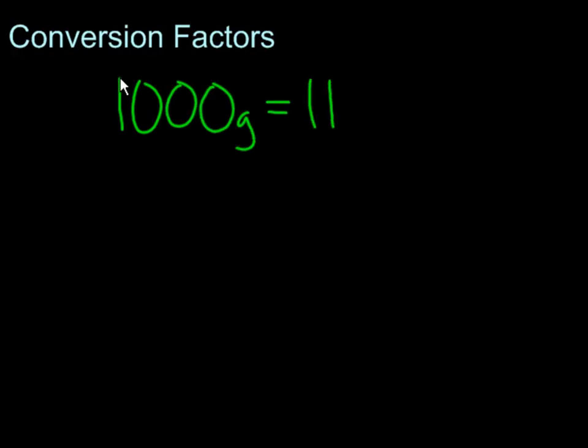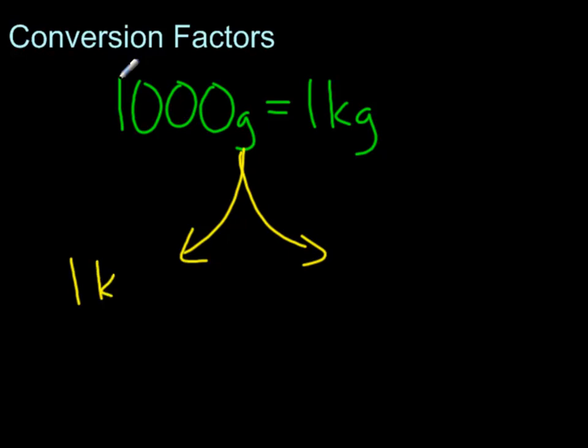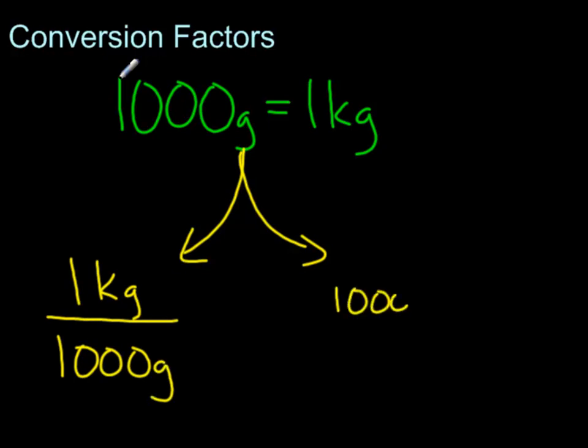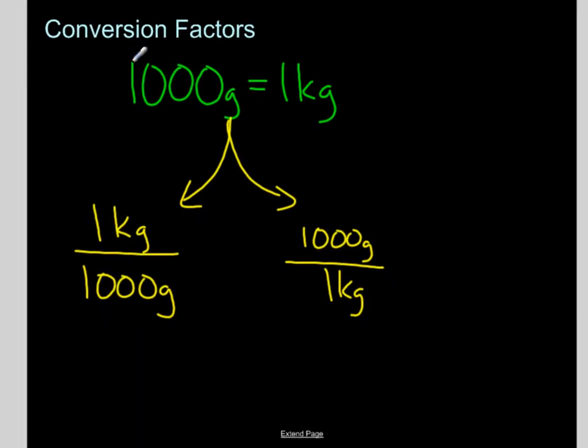And just again, real briefly to show how this works, 1,000 grams equals 1 kilogram. We can split that up into 2 different things, and again, this is a very common one that we'll use a lot in class. So we can have 1 kilogram on top over 1,000 grams, or we could have 1,000 grams on top of 1 kilogram. Either way, and again, it is entirely dependent on what the problem is.